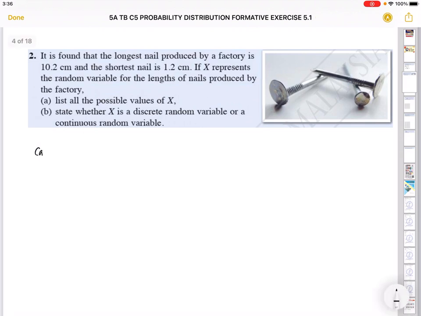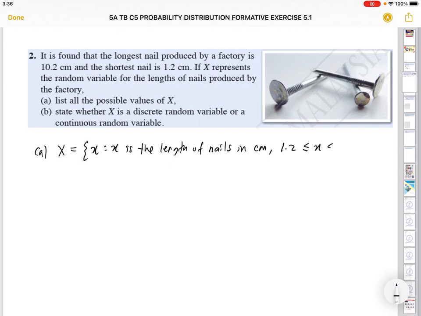Because here we are talking about drawing only one nail, but that nail can have any length, right? So normally when we write for a continuous random variable, this is continuous because length is something measurable. We usually represent it in a set notation like this: X equals, put curly brackets, and you have to describe what is X. X is the length of nails, and put in the unit in cm, and then we use the inequality to represent this. 1.2 is the shortest, the longest is 10.2. It's inclusive, including. Yep, this is how we represent our answer.